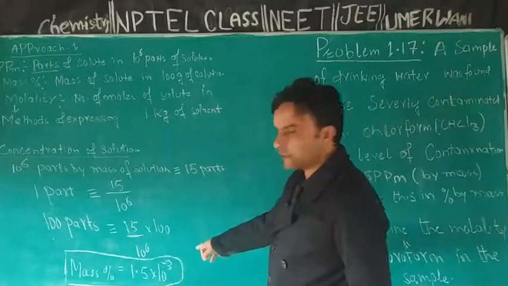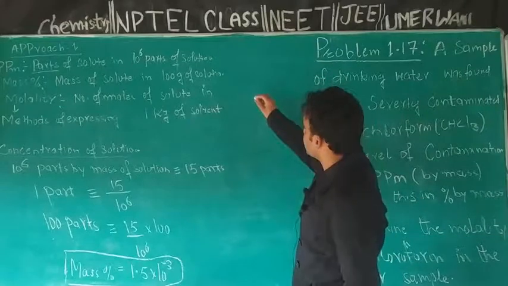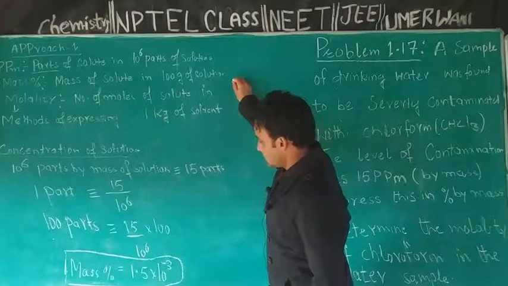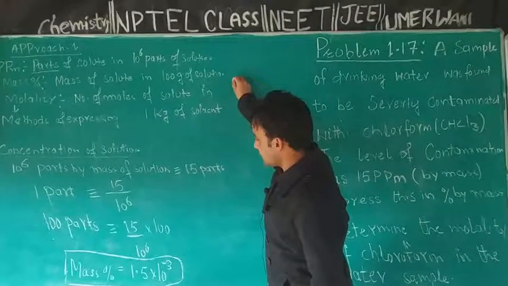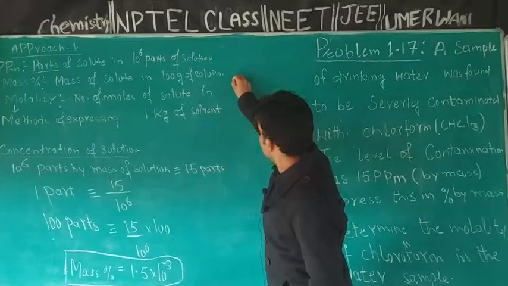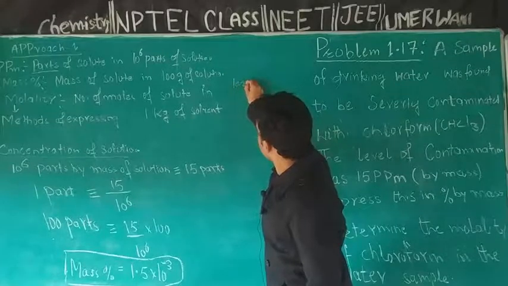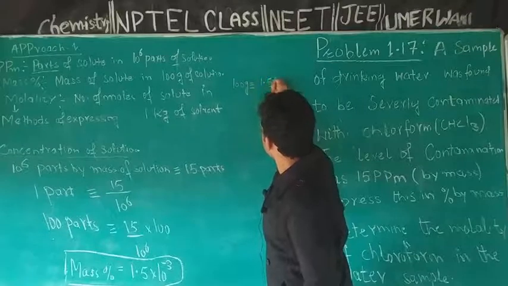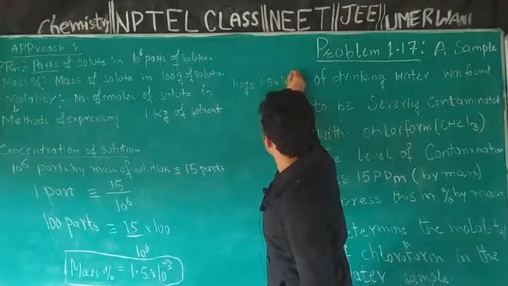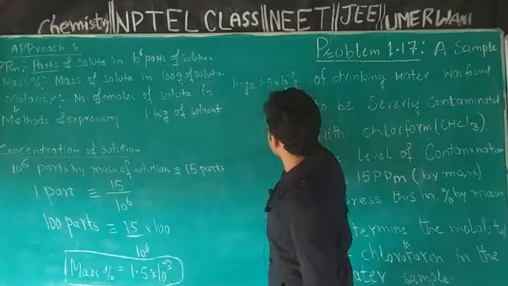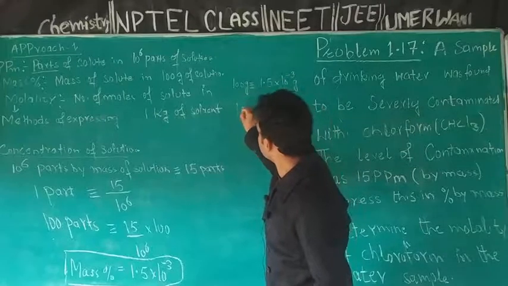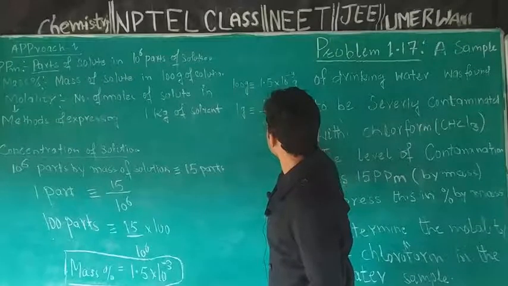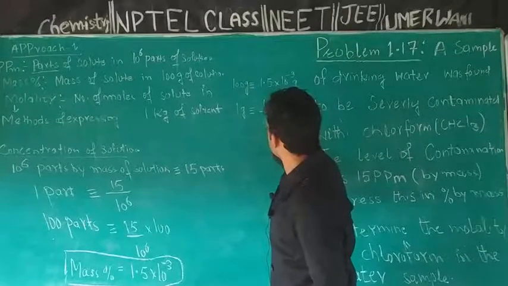First we will calculate mass of solute in 1 kg of solvent. You see, 100 grams contain 1.5 into 10 raised to power minus 3 grams. 1 gram will contain 1.5 into 10 raised to power minus 3 divided by 100.